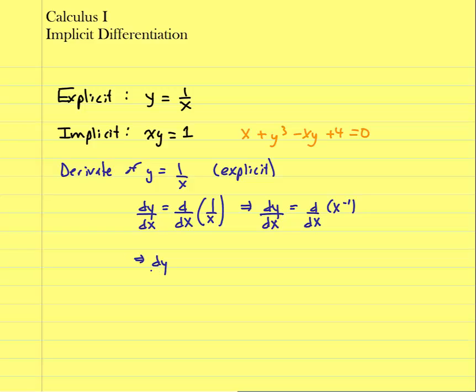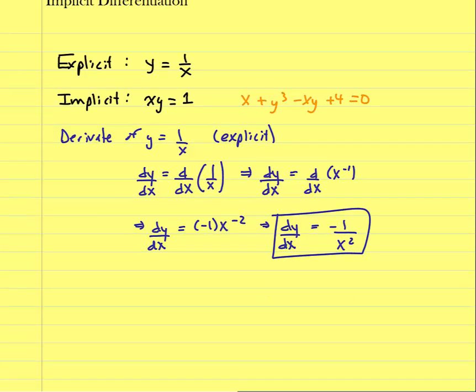So here I have dy dx equals, now I go ahead and take this derivative. I bring the negative 1 down, I decrease the exponent by 1. And so this is how I take the derivative, and I get a solution here of dy dx equals negative 1 over x squared, because I'll flip that down into the denominator. So that's how I'd find that derivative explicitly.